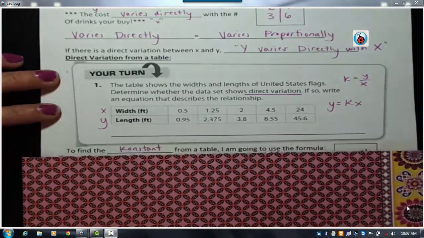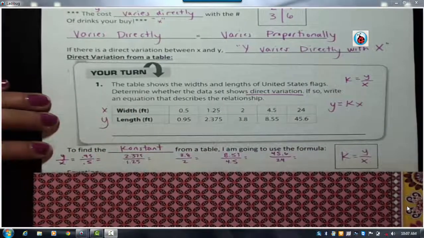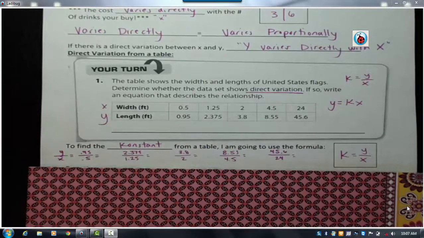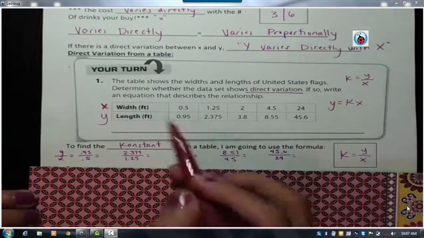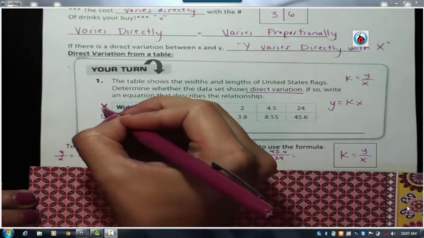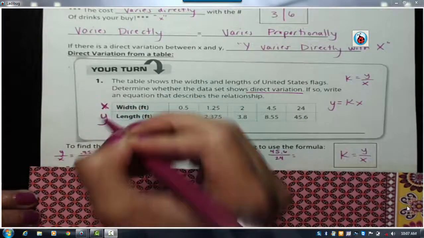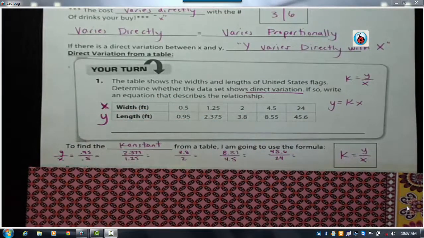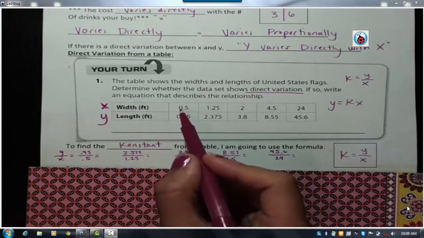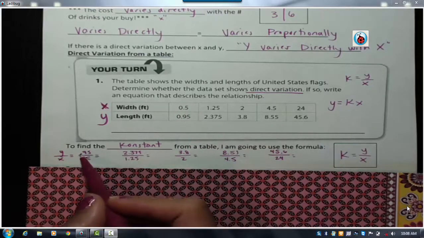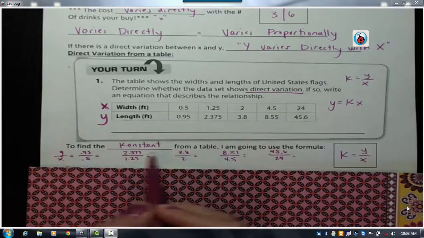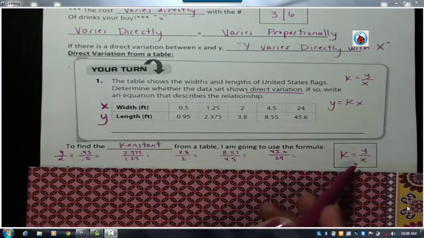So, first we have to find the constant, and we're going to use the formula k is equal to y over x. I've already set up the table for you. Remember that in the xy table, if it's written horizontally, the top, which is my width, is going to represent my x values. The bottom is going to be my y values, which represents the length. So I'm really taking these ordered pairs, which would be 0.5 and 95 hundredths, and entering those into my equation. So again, to find the constant, I use the formula y over x.